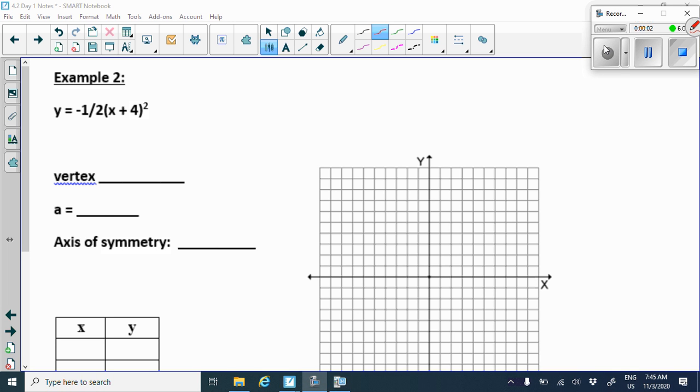Hey guys, so here's the next part for the 4.2 day 1 notes. We're once again going to graph quadratic functions in vertex form.